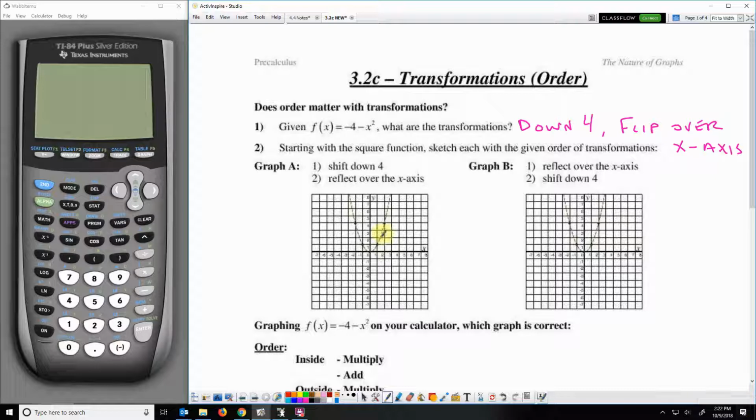Okay, so there's two graphs here with the square function already on them. We are going to perform the two different transformations on graph A in this order, shift and then reflect, and then on graph B, reflect and then shift. Okay, so shift down 4 means we're going to take every point on this graph and shift it 4 units down. There's also one up above here at 3,9 and -3,9. So we're going to shift down 4 units.